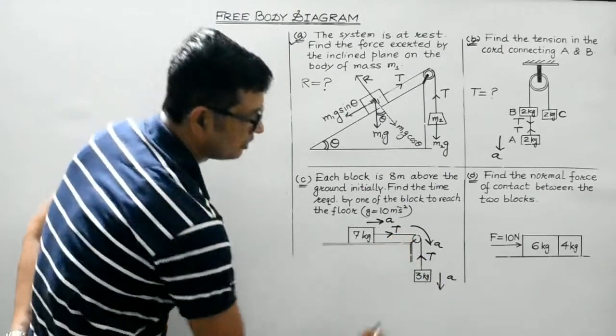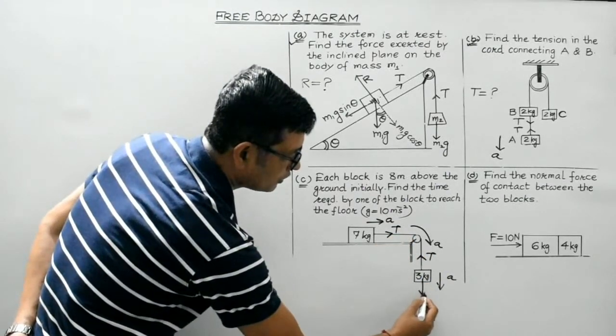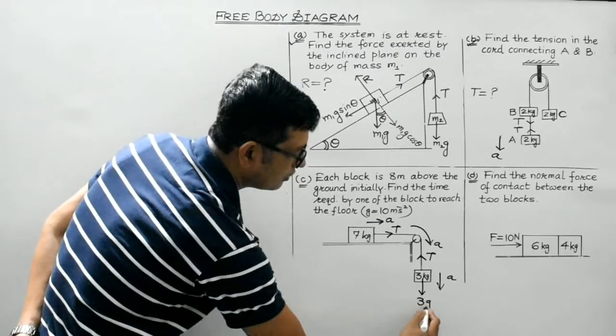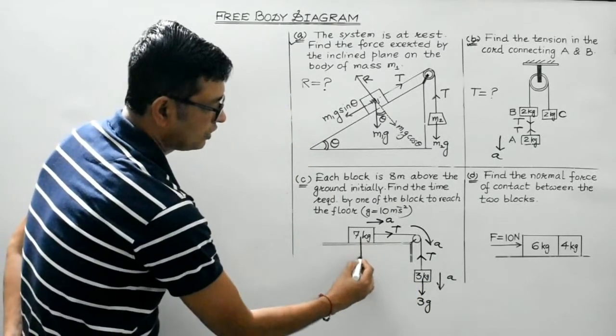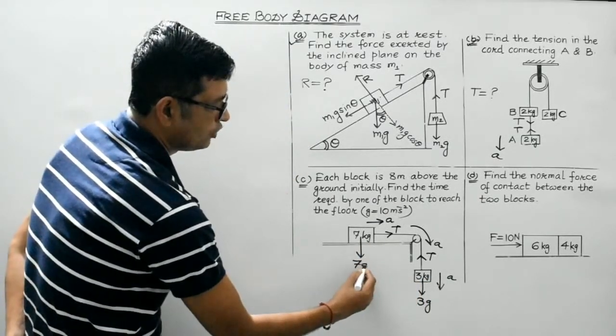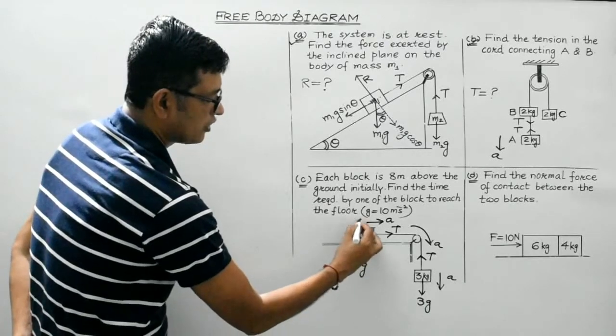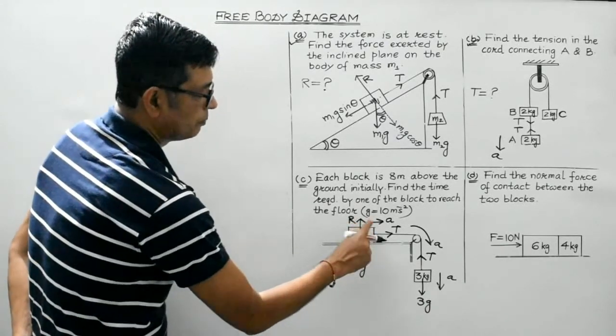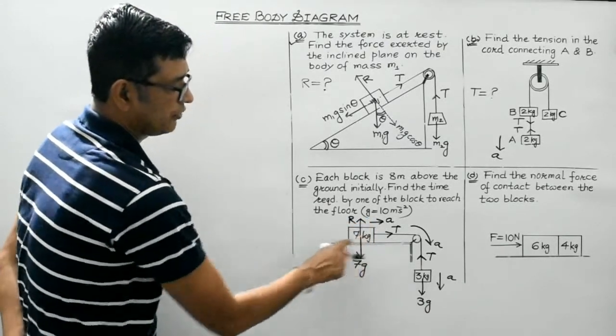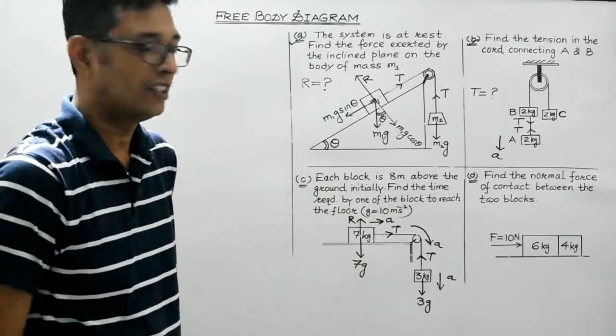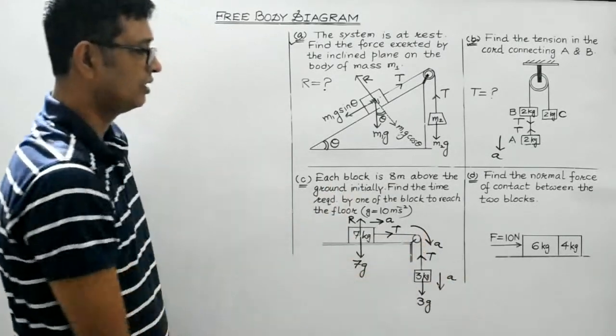Now let's represent the force. What is the weight of this body? It will be 3 into g, right? What will be the weight of this body? It will be 7 into g. And reaction always acts perpendicular to the surface over which the body is placed. So these are the forces acting on it.